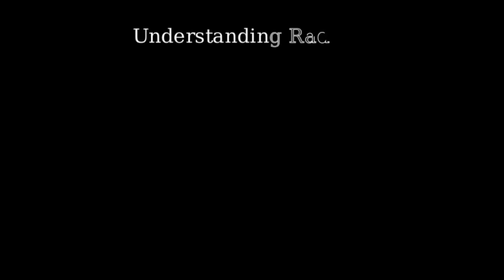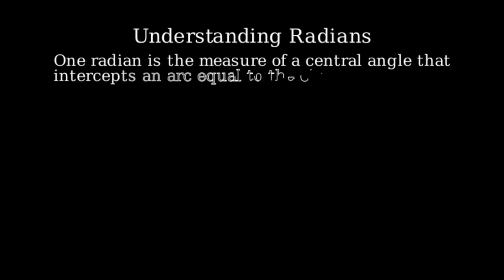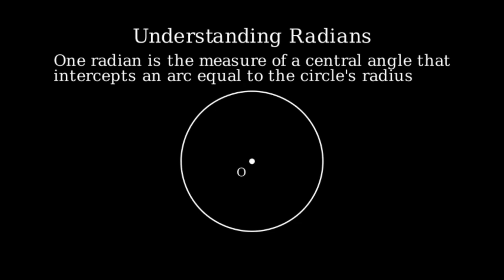Today we're going to learn about radians, a fundamental unit of angular measurement in mathematics. A radian is defined as the measure of a central angle of a circle that intercepts an arc equal in length to the radius of the circle. Let's visualize this with a diagram. Let me show you exactly what this means.